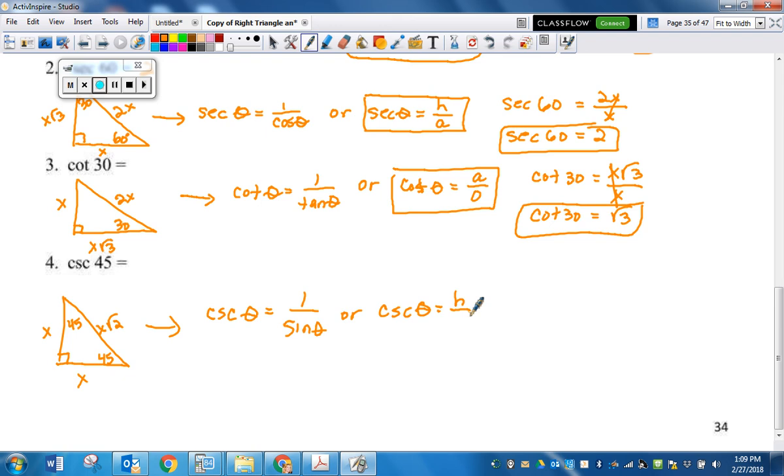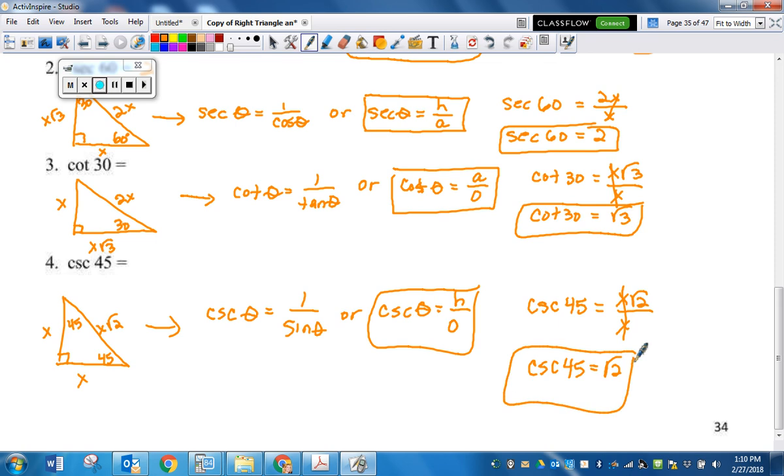So hypotenuse over opposite. Again, I would pick this because I have a picture and it's easy to base everything off of. So the cosecant of 45 equals my hypotenuse, which is x radical 2, over the side opposite, which is x. The x's cancel out. Cosecant of 45 will always equal radical 2. Final answer.